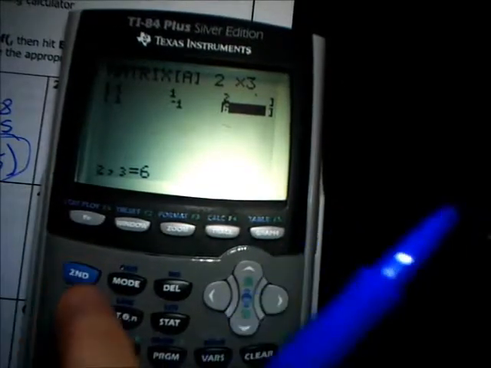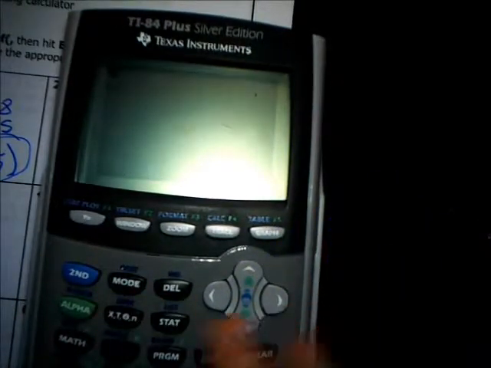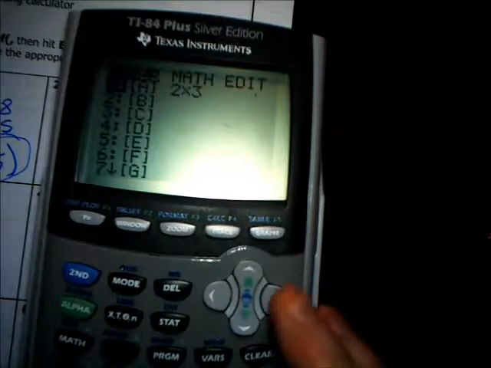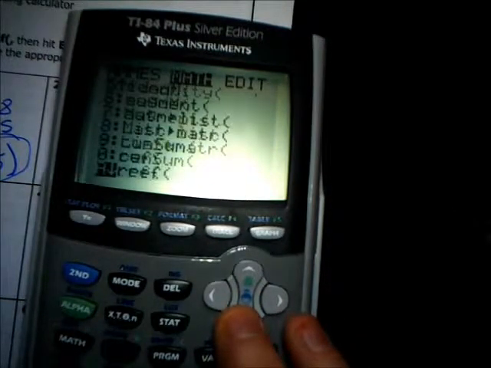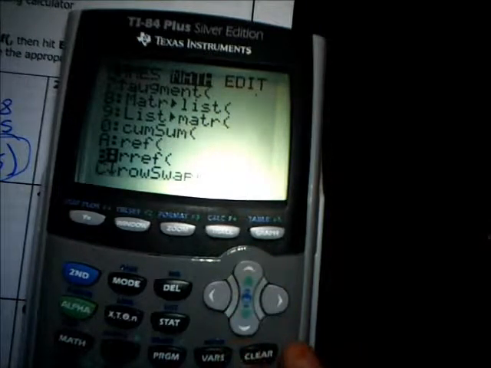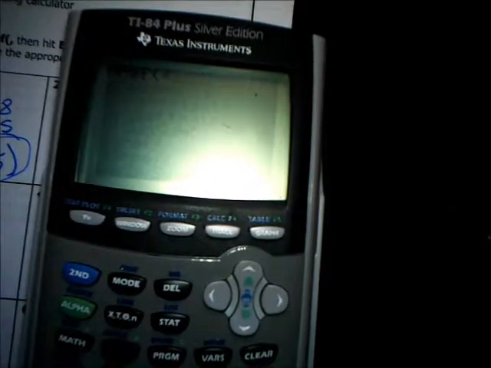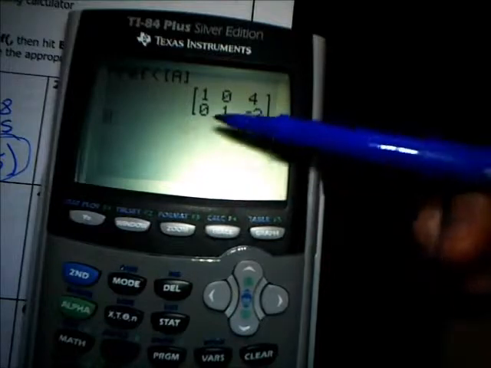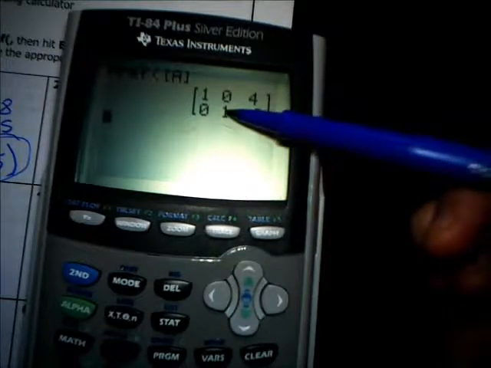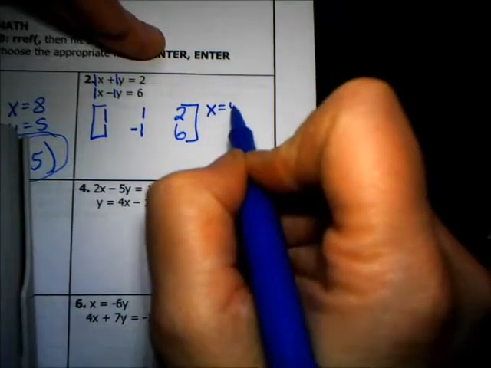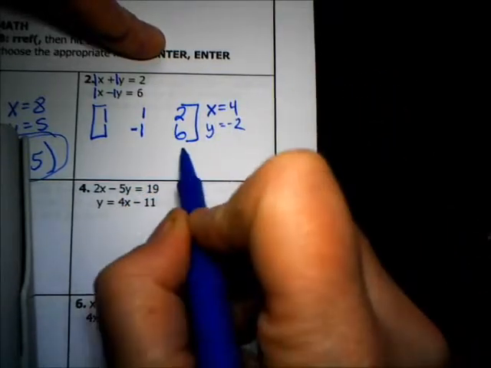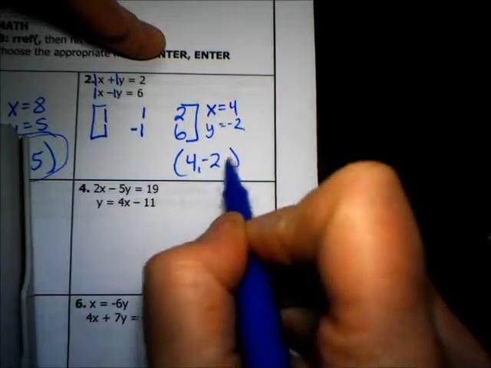So I'm going to quit. So hit second mode. Go back into second and matrix, over to math, and then go down to B, where it has the RREF. And then second inverse again, and 1, so that I have the A there, and enter. And then here it has x is a 4, and the y is a negative 2. So your solution is 4, negative 2.